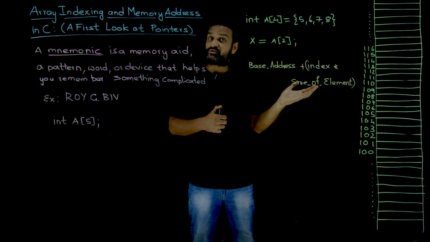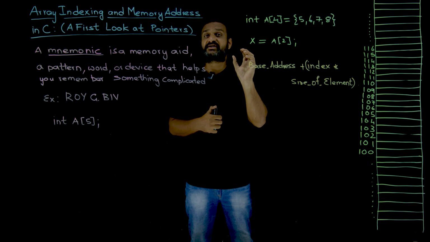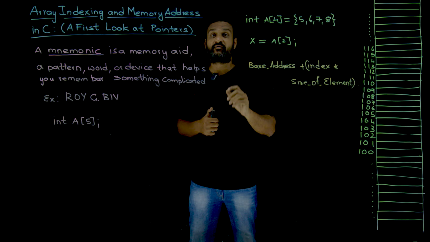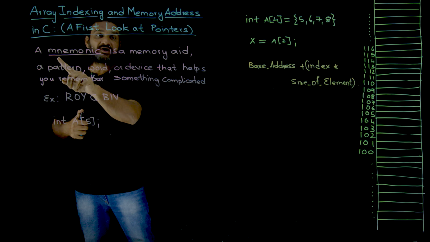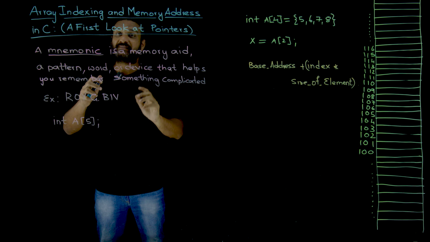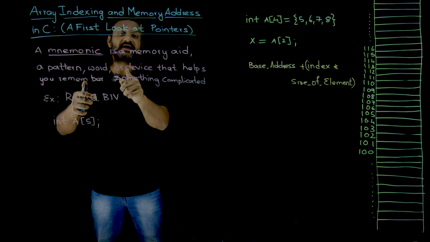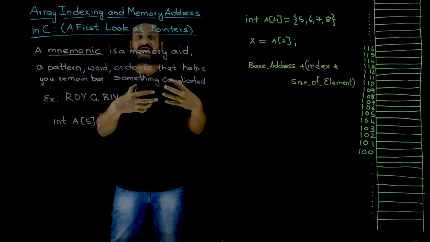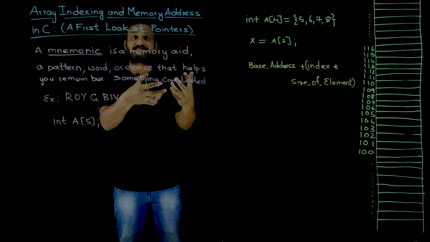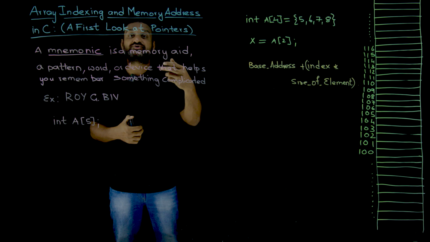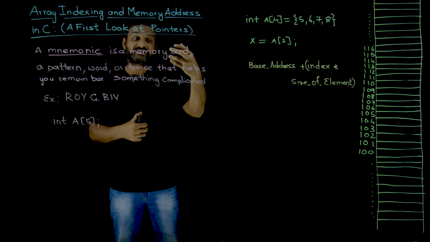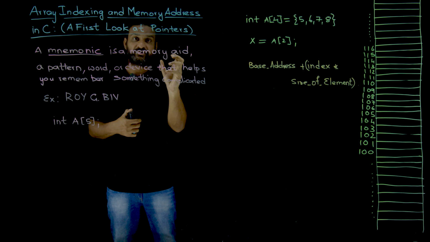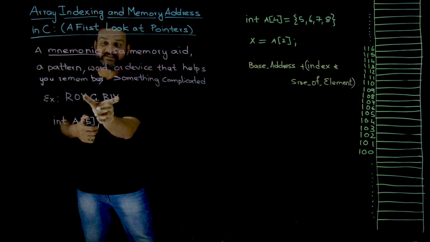Before going deep into the concept of array indexing, first we will understand the meaning of the word mnemonic. What is meant by mnemonic is, a mnemonic is a memory aid. Means a pattern, a word or a device that helps you remember something complicated. Whenever we come across complicated concepts, we need a memory aid so that we can remember that complicated issue. So the best way to understand this is by example.